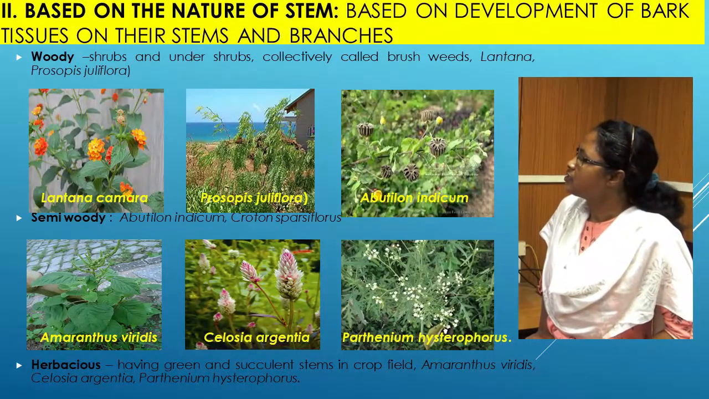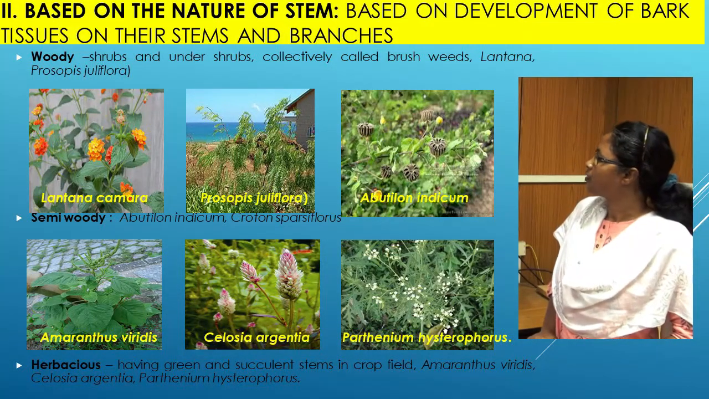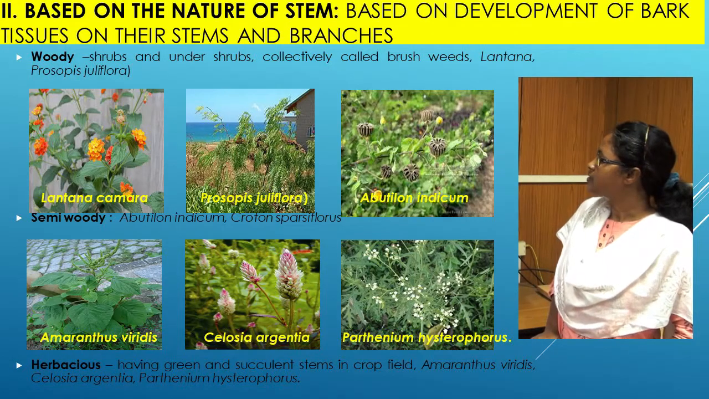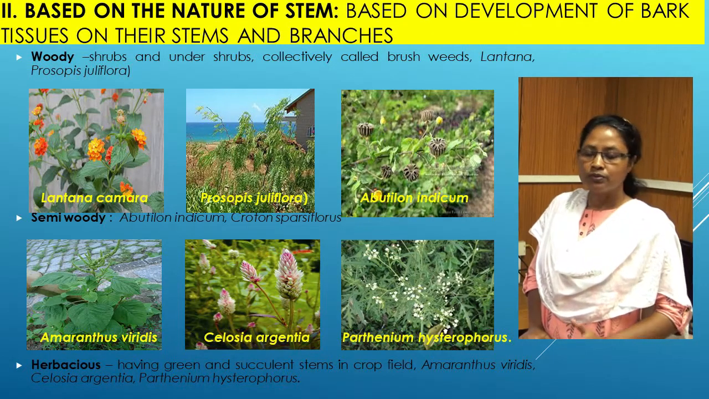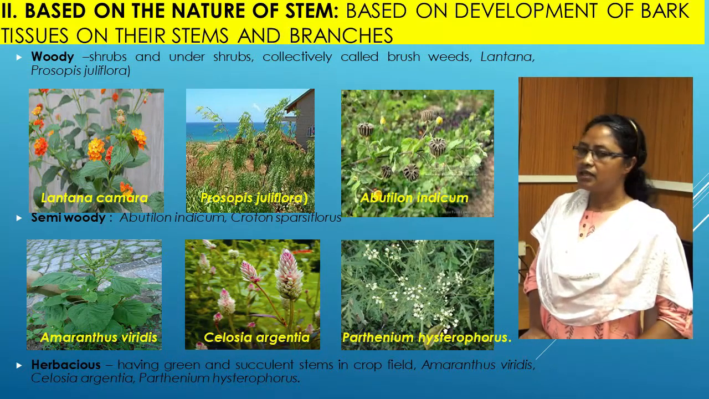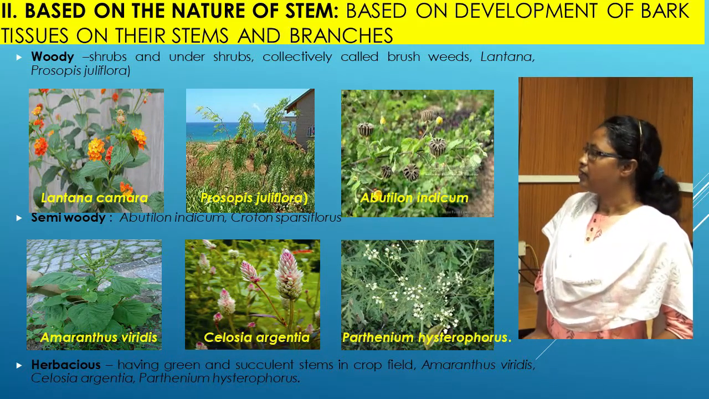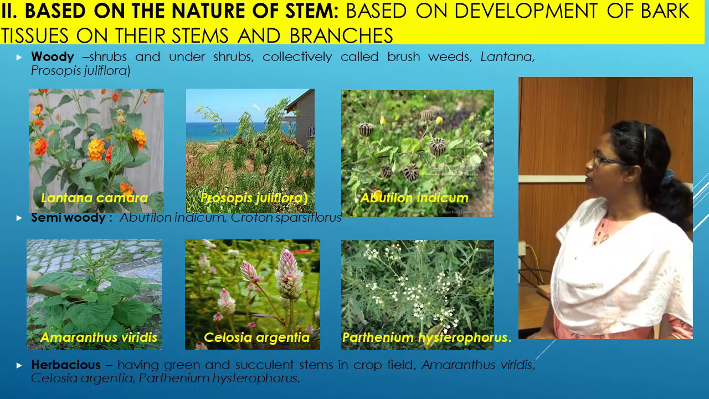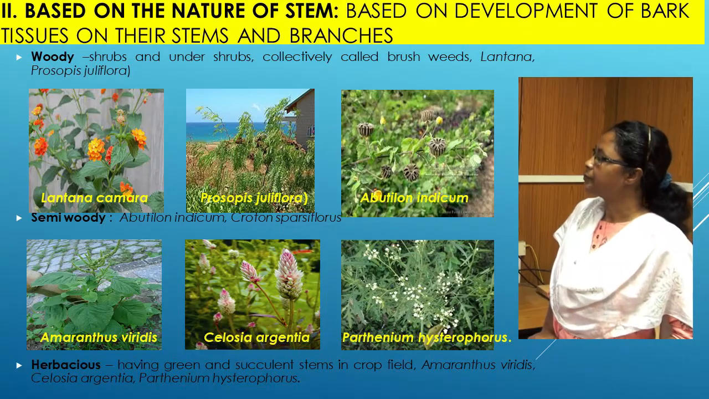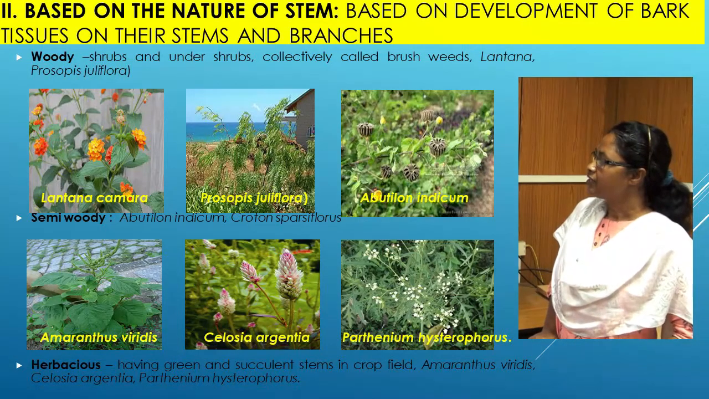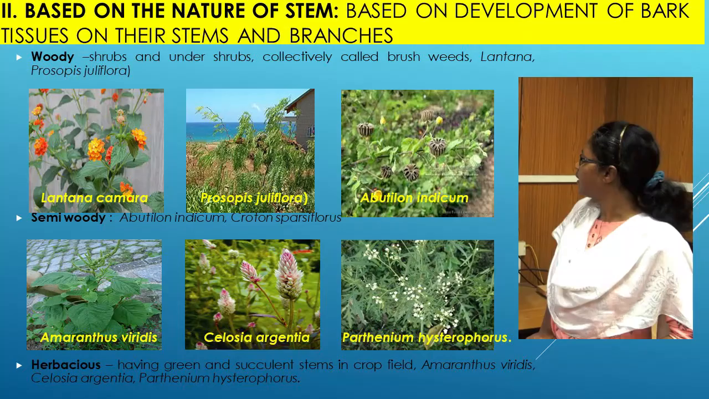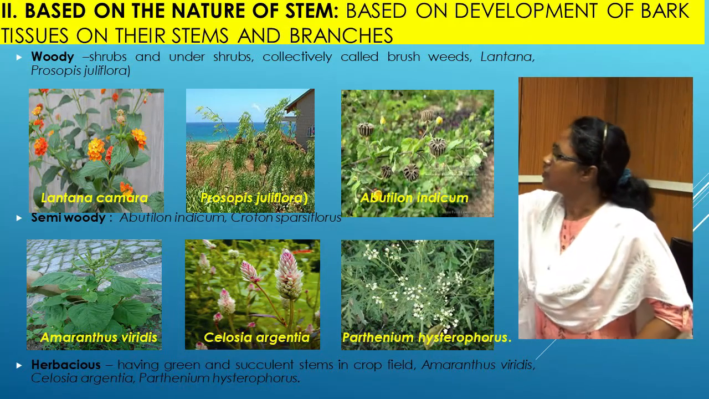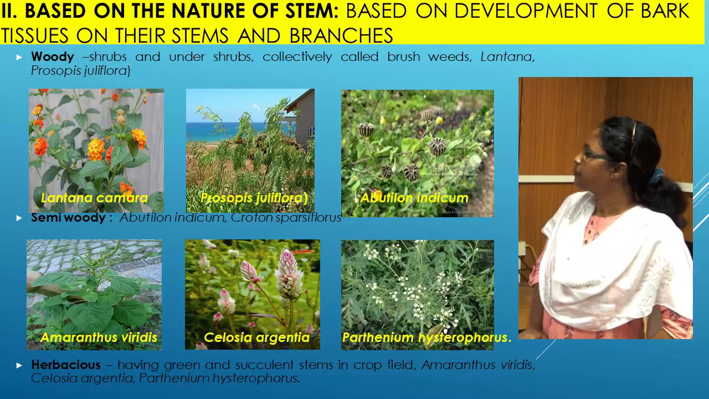Another classification is based on the nature of stem, based on development of bark tissues on their stems and branches. Some weeds have a woody nature and are very hard, some are semi-woody and some are herbaceous. So according to their nature of stem, weeds are classified. Examples of woody weeds are Lantana camara and Prosopis juliflora. This is Lantana camara and this is Prosopis.